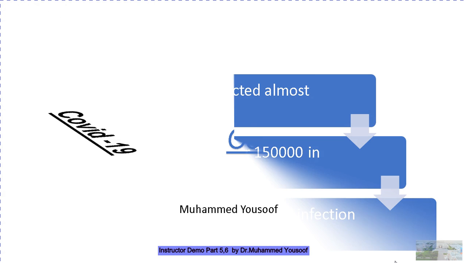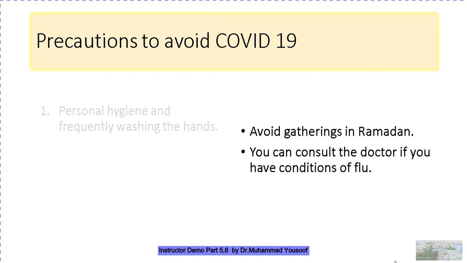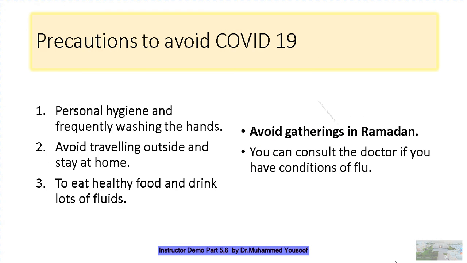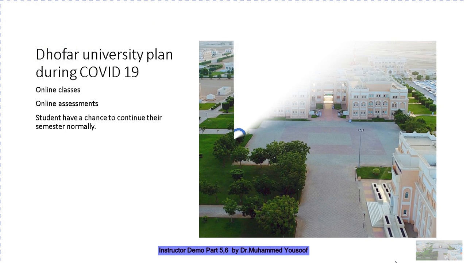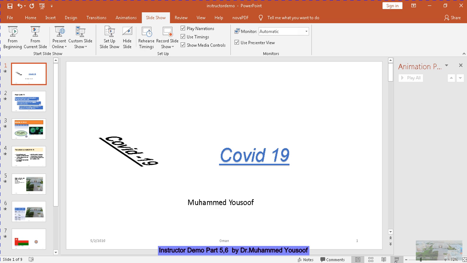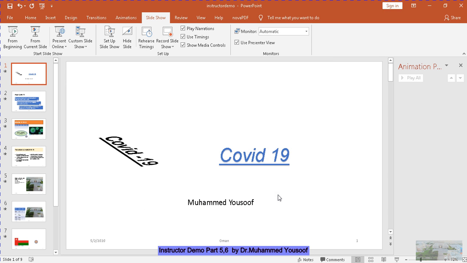See now, slide 1, slide 2, slide 3, slide 4, slide 5. After that, slide 6 will not come. Why? Because when I gave the Set Up Show, I gave only 1 to 5. The other 4 slides I don't want to present. So these are the things that you have in the Set Up Show button.